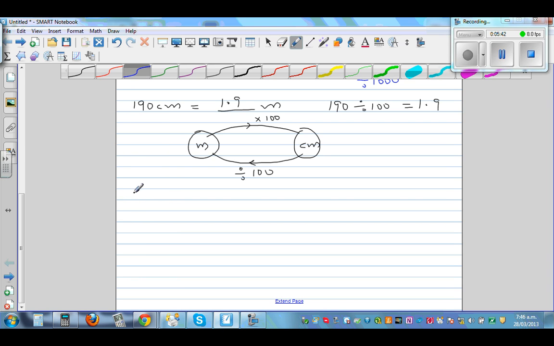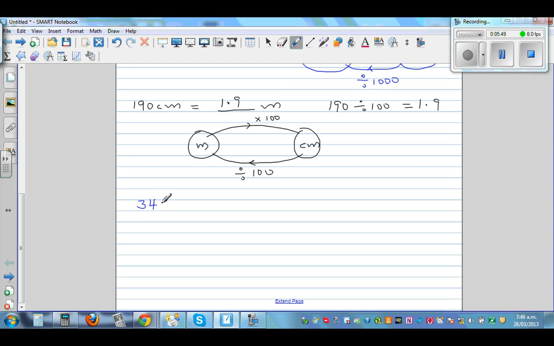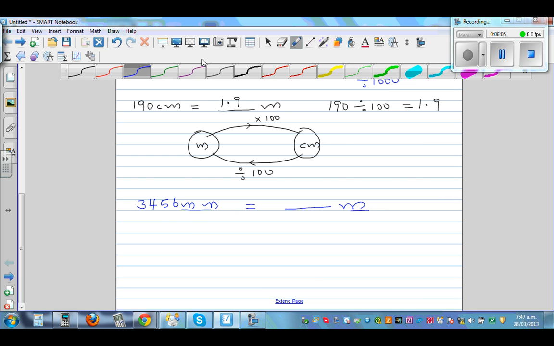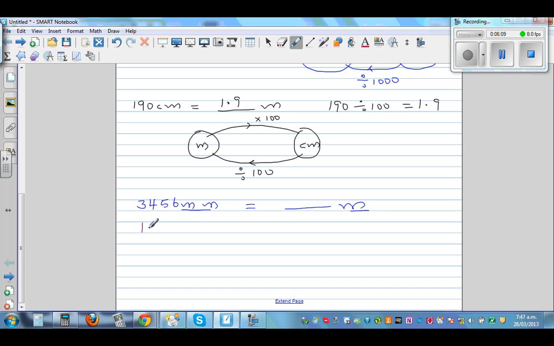Okay, so let me take one more example. You want to change, say, 3,456 millimeter into meters. Suppose this is the question. This is millimeters to meters. So you should know the conversion. If you don't, it's always good to write. You should know 1 meter is 1,000 millimeter. Milli stands for 1,000th. So this implies 1 millimeter is 1,000th of a meter. This is what milli stands for.